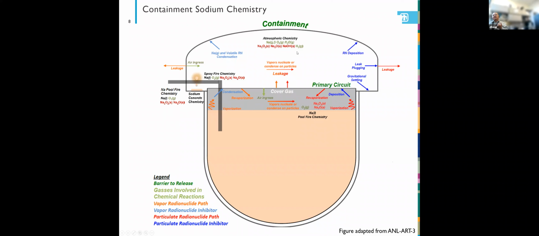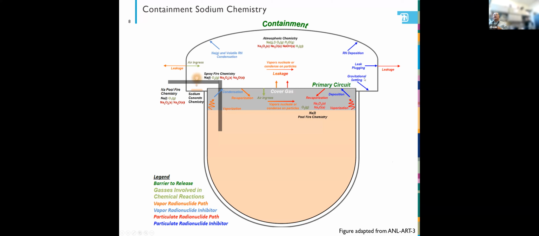And then of course when you react with water, you can produce hydrogen. Likewise, if there's a pipe break in the containment, you have a drip of sodium coming from the pipe break, and then you can form a spray, and you have reactions there. And if it drops on the floor, forming a pool, a pool fire occurs, and so forth.